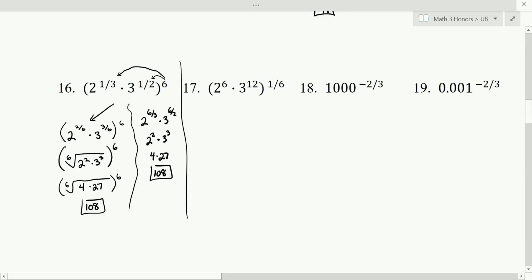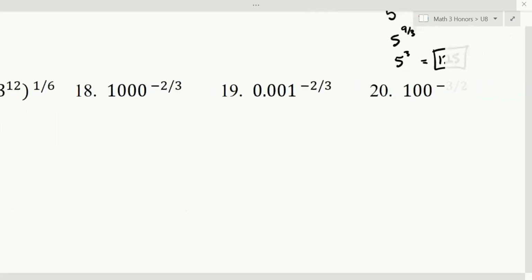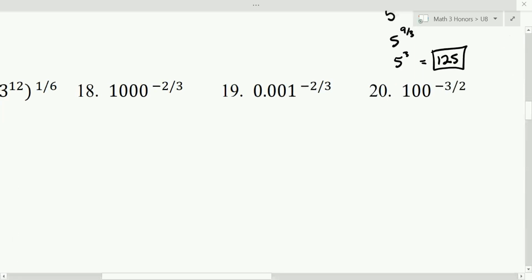Let's skip now to 19. 19, we have a decimal. And if you have a decimal, I encourage you to get rid of the decimal. Change it to a fraction. So how would you change this decimal to a fraction? 1 over 1,000. So if you have 3 decimal places, you're going to put it over 1,000. If you have 2 decimal places, you'll put it over 100. If you got 1 decimal place, you'll put it over 10. Right? So this would be 1 over 1,000.